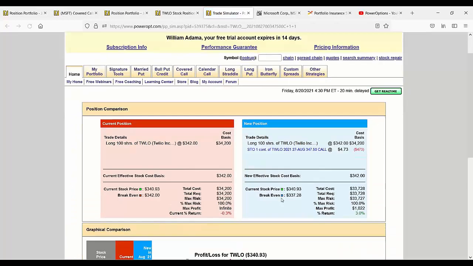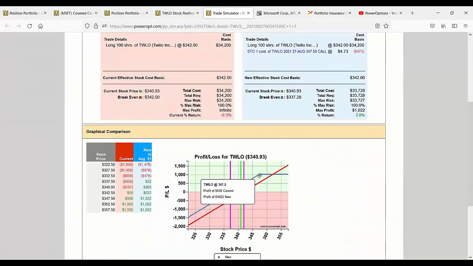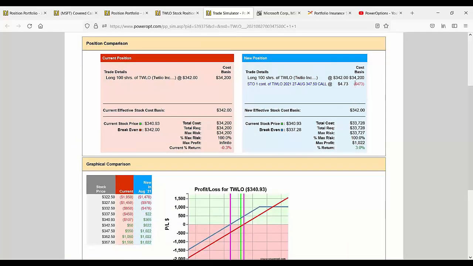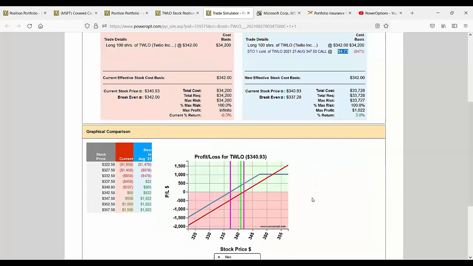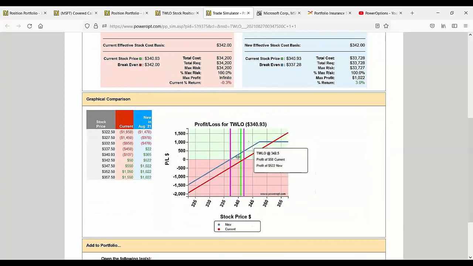And as before, we could do the same thing. Simulate trade to see what was my original position to what my new position would look like. And am I adjusting my cost basis down to help me get back to break even? The break even here on the new covered call position would drop down to 337.50. On the long stock, of course, we're at 342 because that's our cost basis.